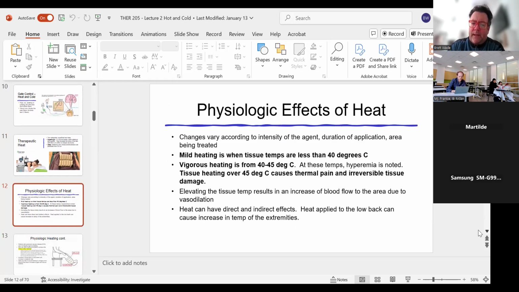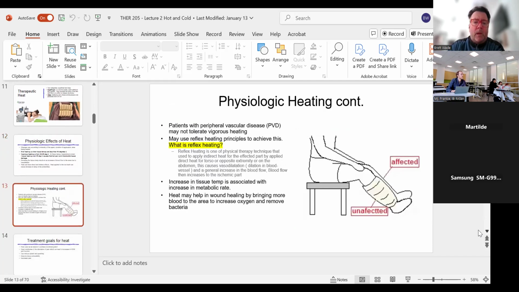Mild heating, less than 40. Yep. And vigorous is 40 to 45. That is definitely a question. Reflex heating is also on there. I just looked at it. So know what reflex heating is.